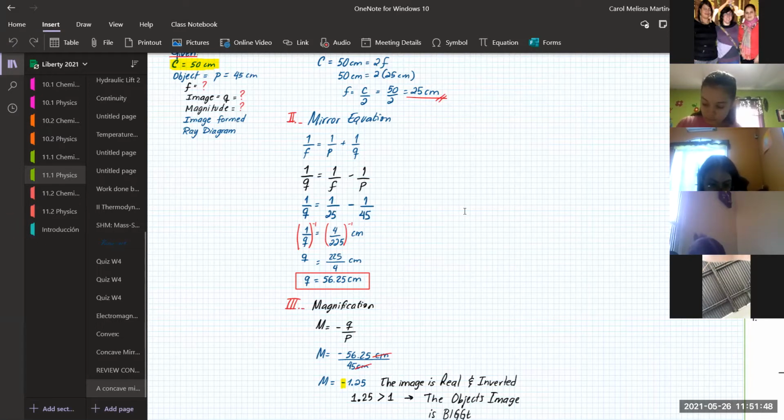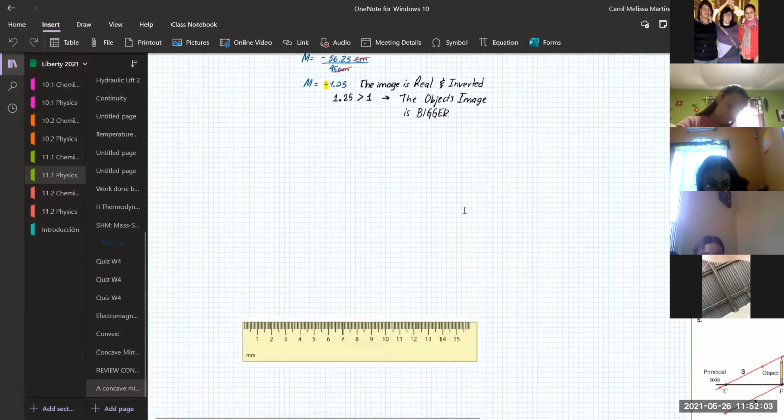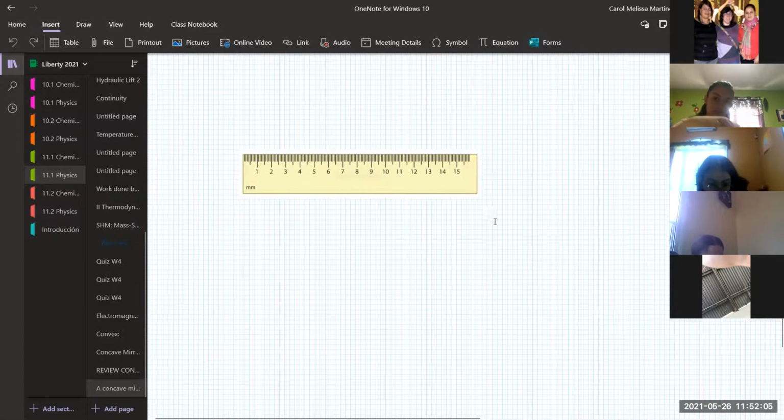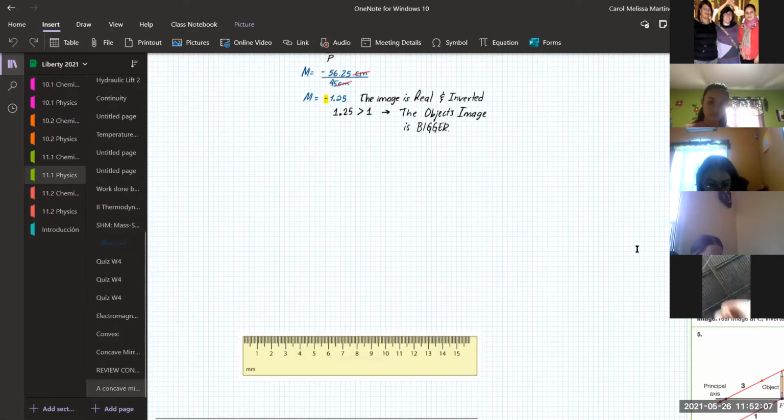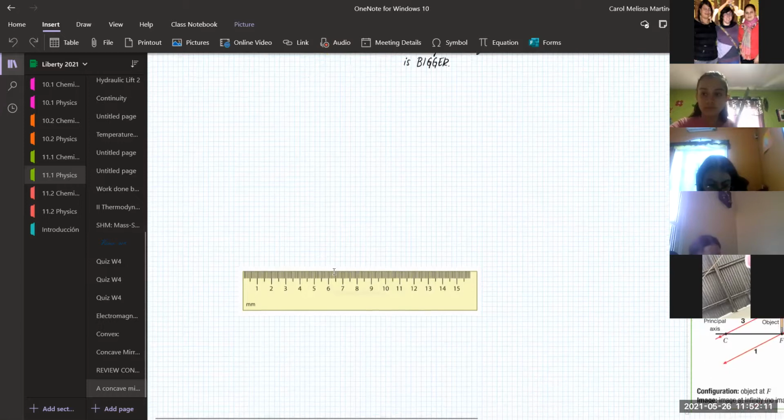And with this, we analyze everything that we have, okay? This is just the analysis. Now, what we need to do is the ray diagram. For the ray diagram, you're gonna need your ruler, okay? And let's see, what else do we need for the ray diagram? Let's take a look.